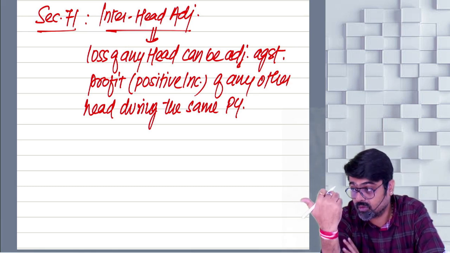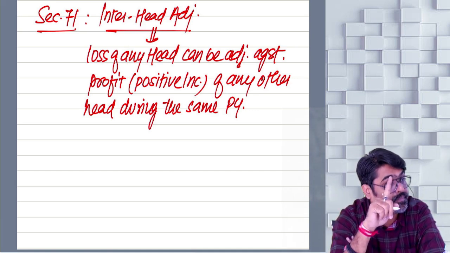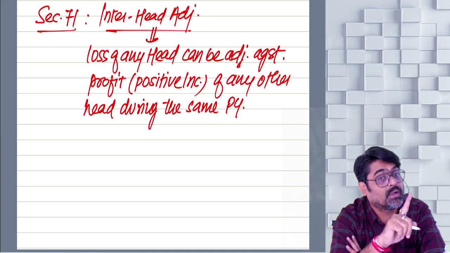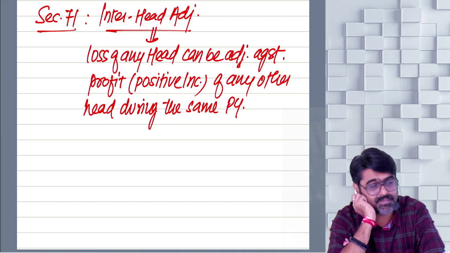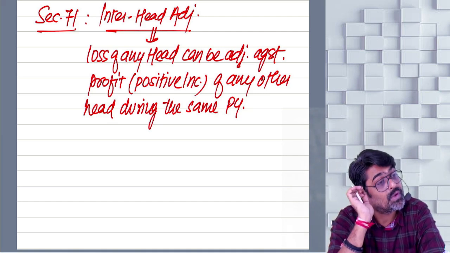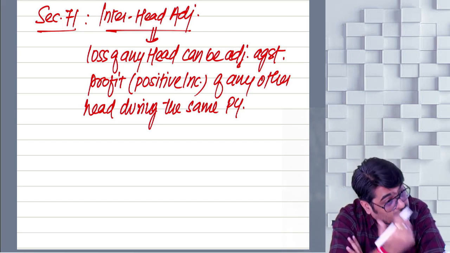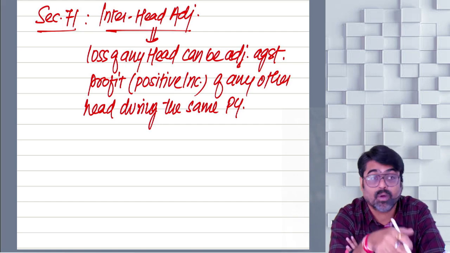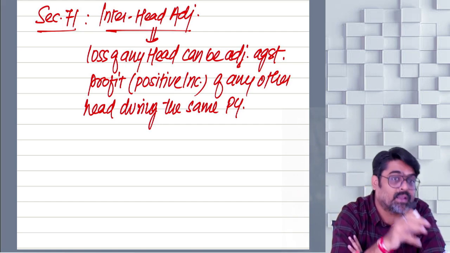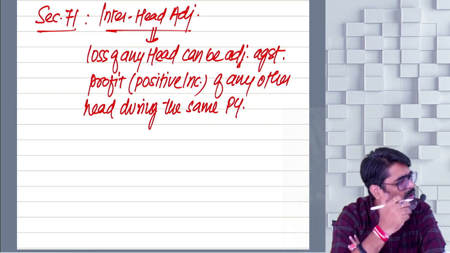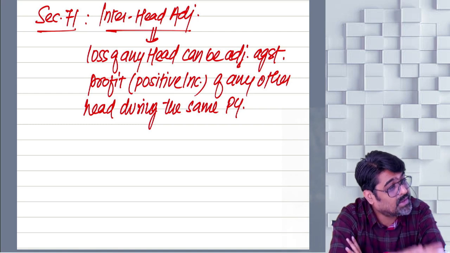But you will do this only if you fail in section 70. If the losses are adjusted within the head, then this is not allowed. You have to anyhow adjust those losses under the head and inside the head only. This option will come only if the losses could not be adjusted within the head. So I tried my level best, but I could not set off the loss within the head.